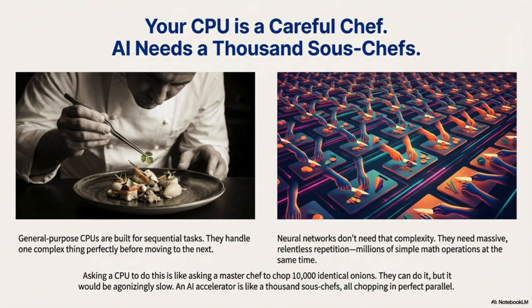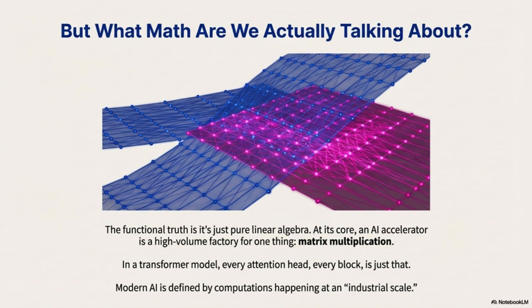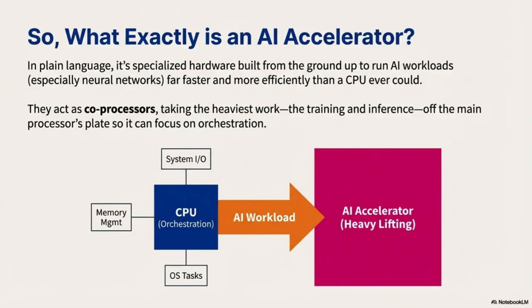Right. And to really get why they exist, you have to understand why CPUs struggle so much. I mean, a general-purpose processor is built for sequential tasks. The article has this great analogy. It's like a careful chef handling one complex thing perfectly before moving to the next. Yeah. But neural nets, they don't need complexity. They need massive, relentless repetition, just millions of numbers multiplied at the same time. Asking a CPU to do that is like asking that careful chef to chop 10,000 identical onions. They can do it, but it would take forever. It would be agonizingly slow. An accelerator, on the other hand, is like 1,000 sous-chefs, all chopping in perfect parallel.